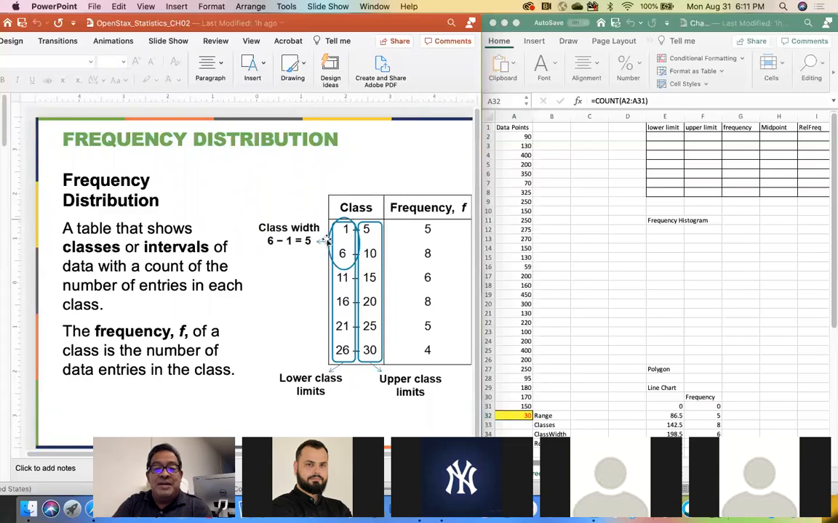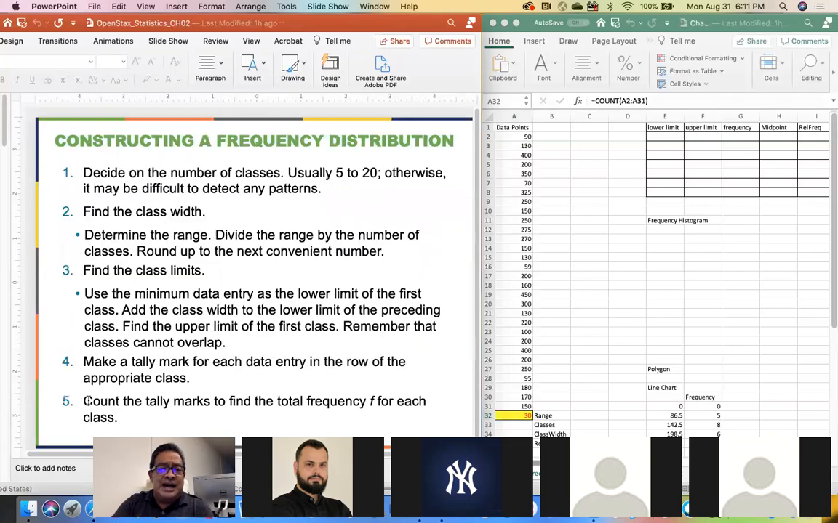So how many elements are between 1 and 5, or whatever the criteria we are going to use. This is how we construct a frequency distribution table. We are going to decide the number of classes. The number of classes is how many different bars we're going to build in our table. The rule says not less than 5 and no more than 20.